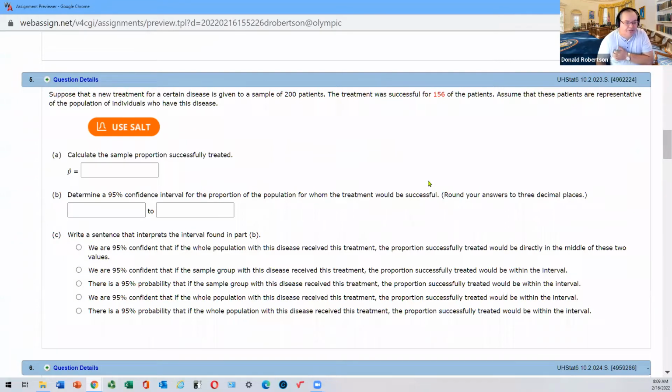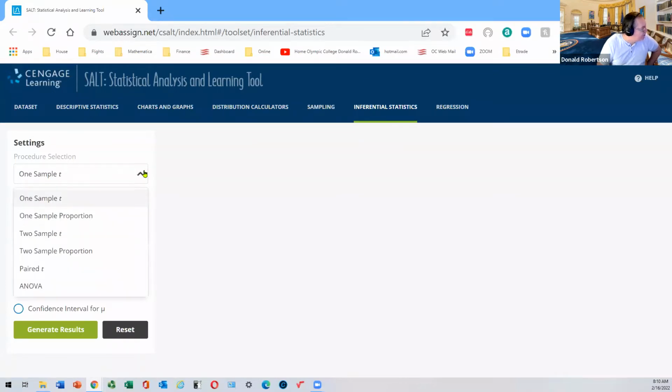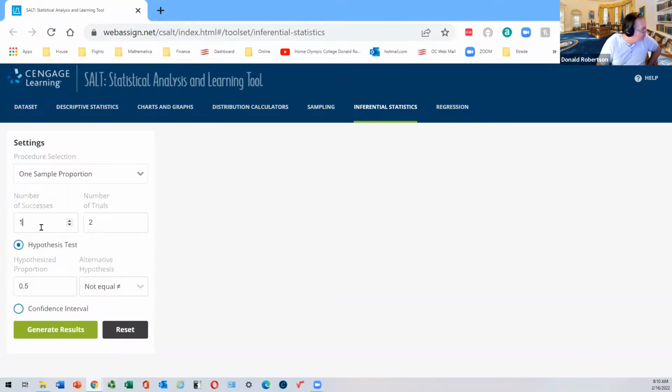Okay, let's try 5, just to get practice at doing this. There's a new treatment for a certain disease. They did a 200 patient sample. 156 of them, it was successful. So if I hit use SALT, it's 156 out of 200, and they want a 95% confidence interval. So already there, 1 sample.